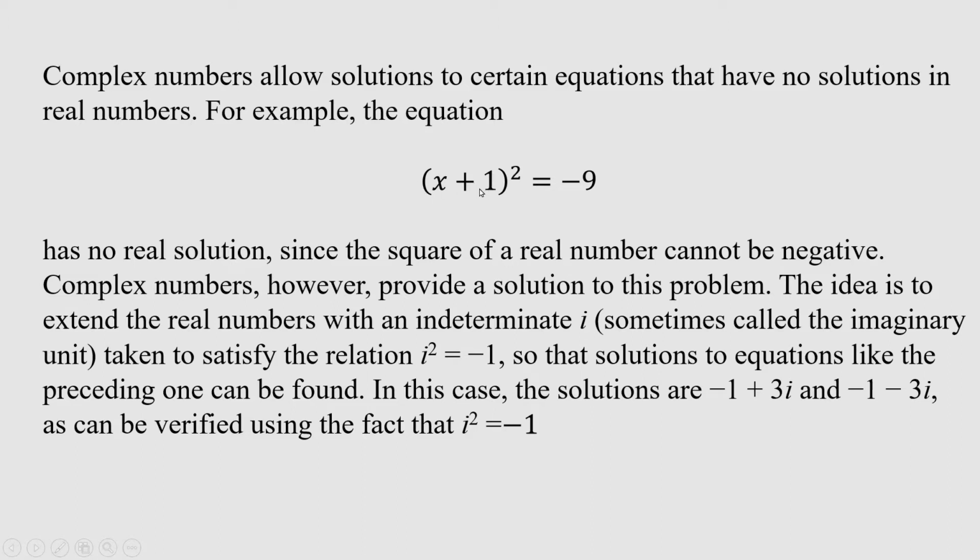minus 1 and plus 1 vanish, and (3i) square, that means 3 square equal to 9 and i square is equal to minus 1. Therefore, we get minus 9. Again, if we put minus 1 minus 3i in place of x, then we get minus 9. So, complex numbers allow solutions to certain equations that have no solution in real numbers.